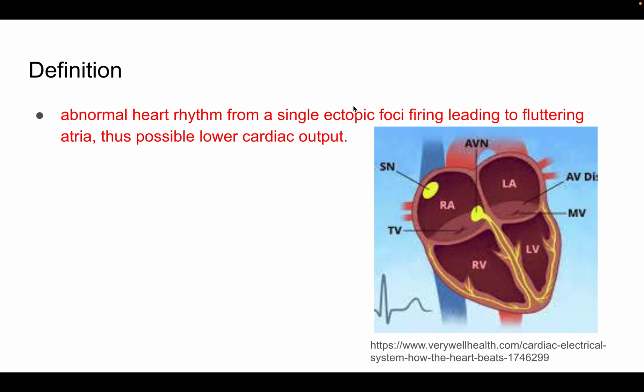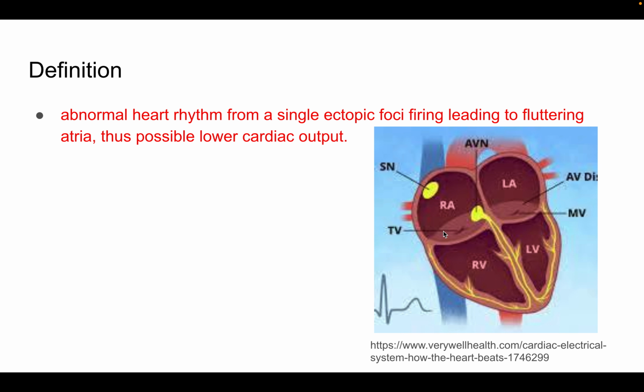But because we have this singular ectopic foci firing and it's not the SA node, it leads to just this fluttering atria. Because we don't have the pacemaker of the heart, the SA node, generating that first impulse, we don't get the correct atrial contraction, and we just get this flutter.